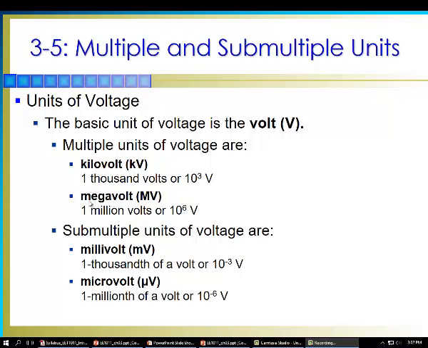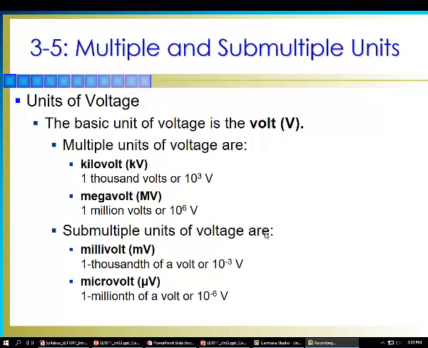If we're talking in the millions of volts, then instead of saying 1 million volts, we can replace that with 10 to the 6th power, and that will be 1 megavolt. In some cases we will see 20 megavolts, 3 megavolts, 5 kilovolts. Anyways, the multiples of the units are for large quantities, large amounts.